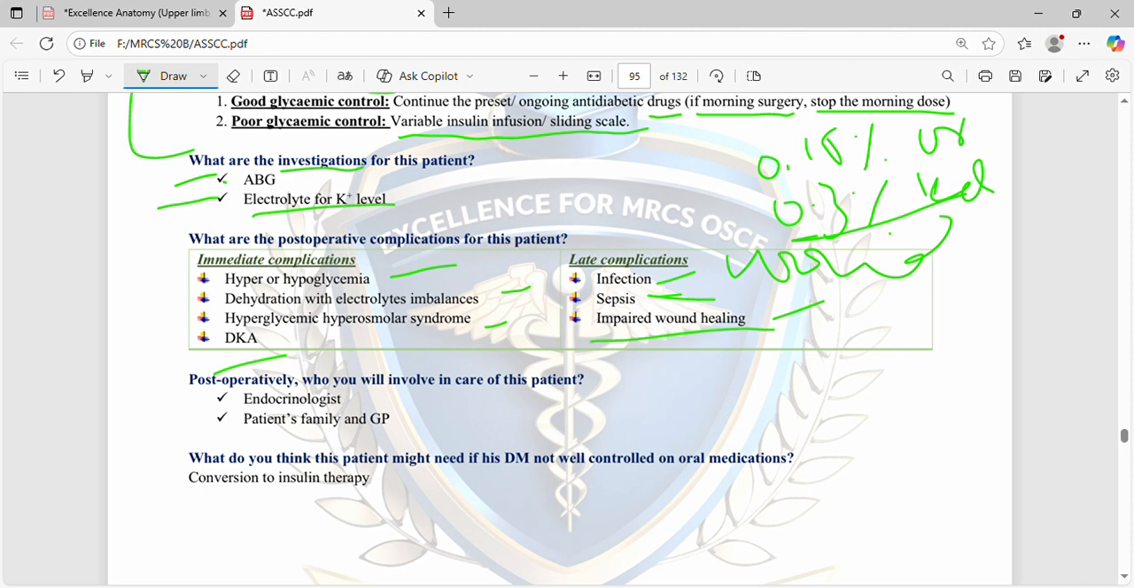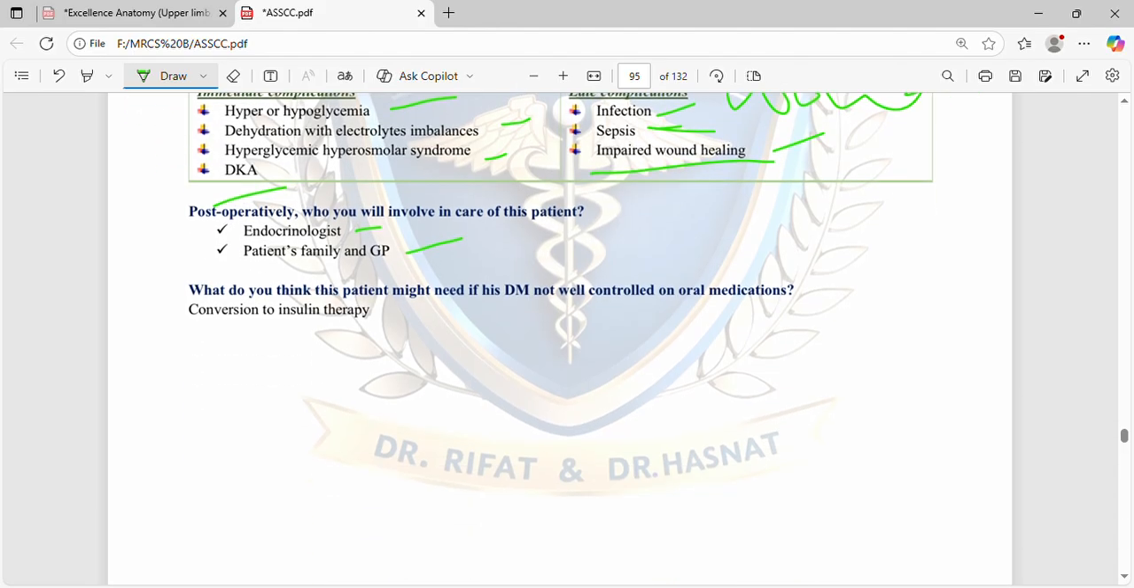Post-operatively, who will you involve in the care of this patient? The endocrinologist, the patient's family and the GP, with good counseling. What do you think this patient might need if his diabetes mellitus is not well controlled on oral medication? Conversion to insulin therapy.